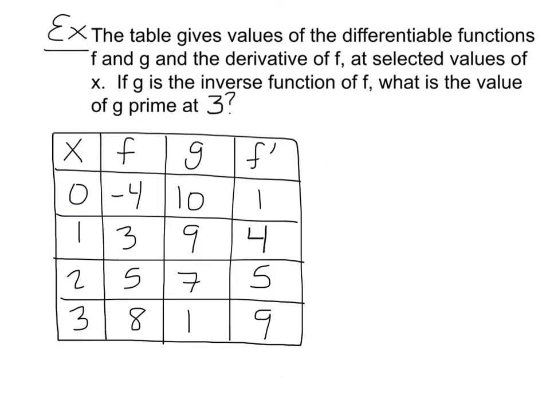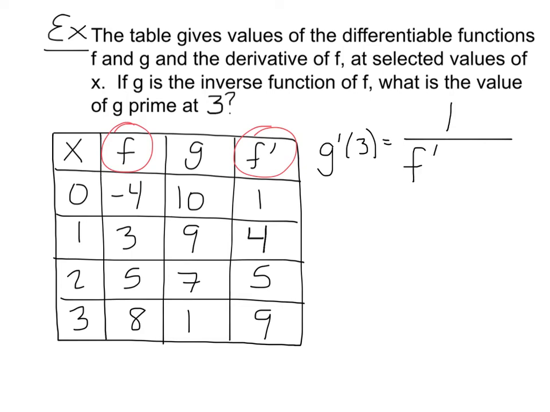All right, so for this one here, the table gives values of the differentiable functions f and g and the derivative of f at selected values of x. If g is the inverse function of f, what is the value of g prime at 3? So in this case, they're asking me to find g prime of 3. Okay, well, g is the inverse of f. And looking at this table, I know information about both f's values and f's slopes. So I want to use our rule for today and compare the relationship between g's derivative and f's derivative, which is that they will be reciprocals.